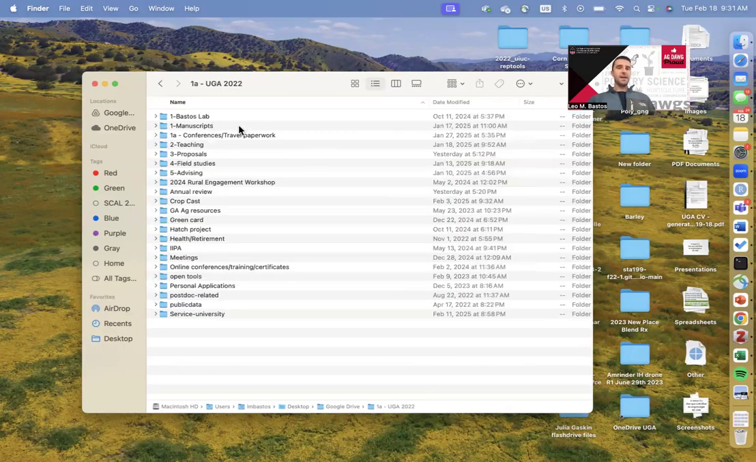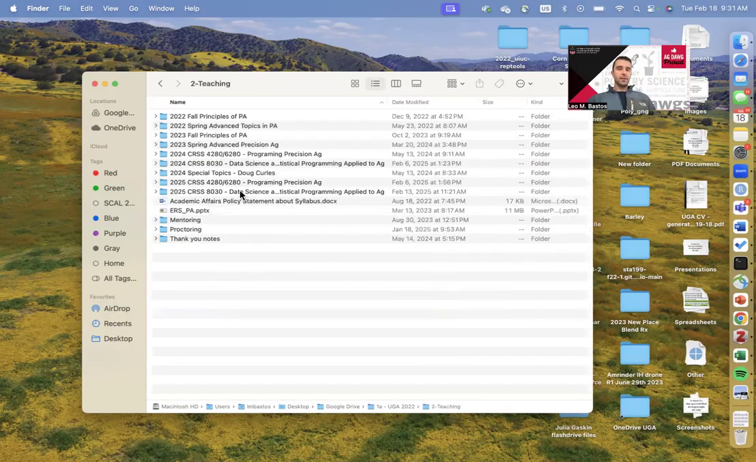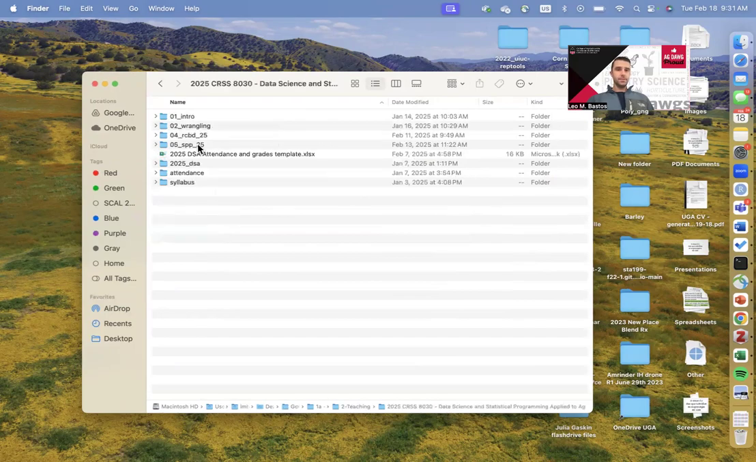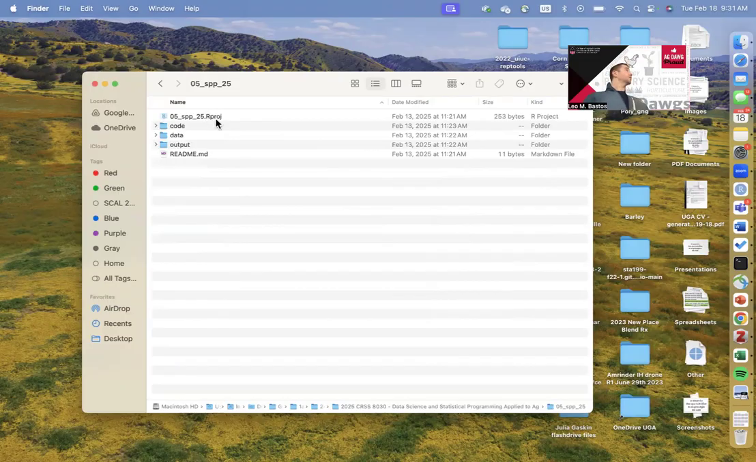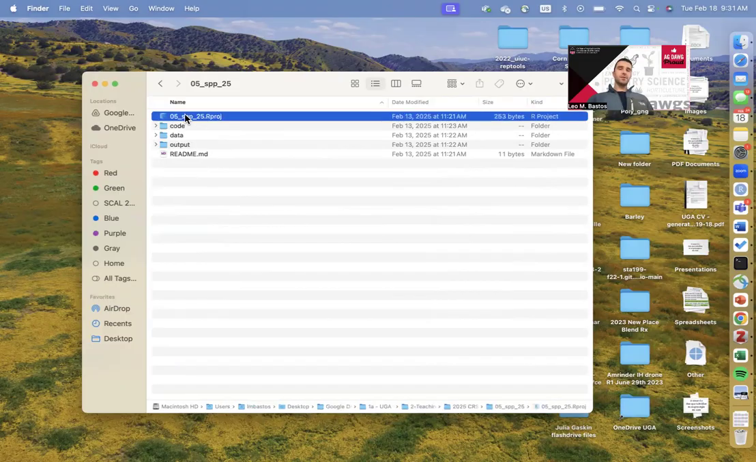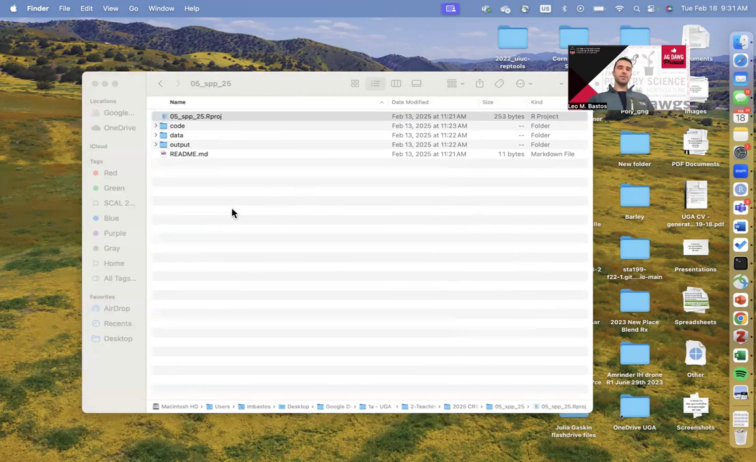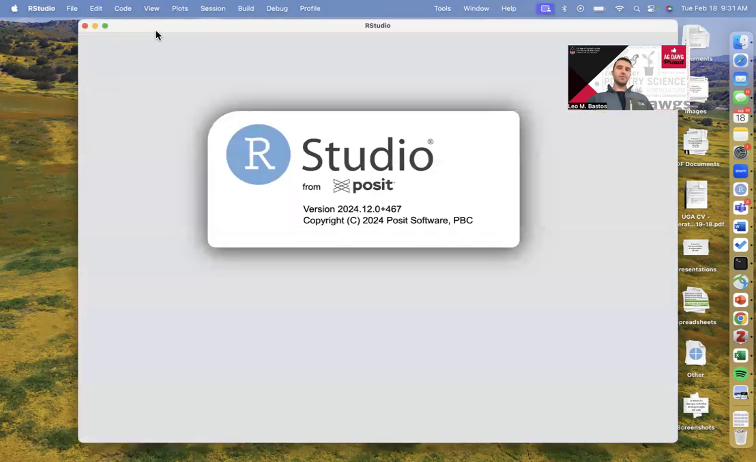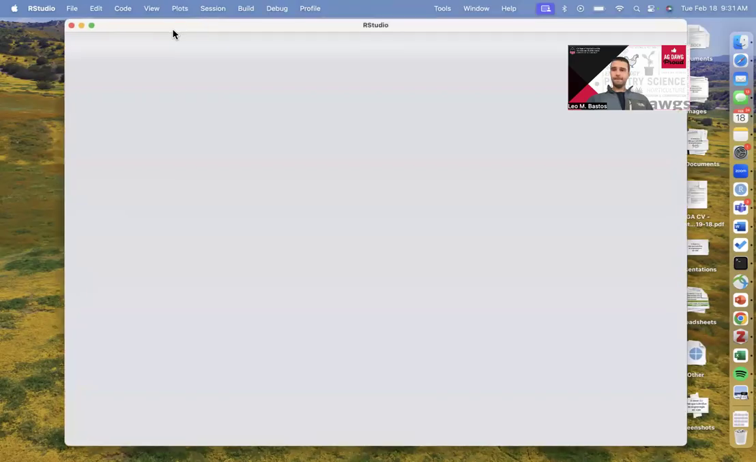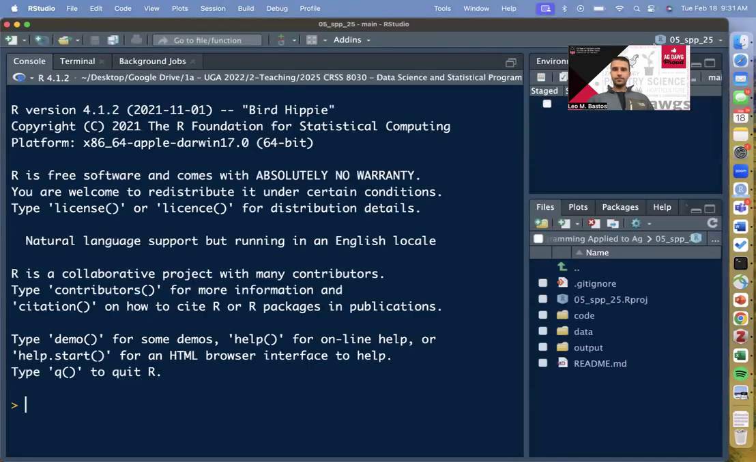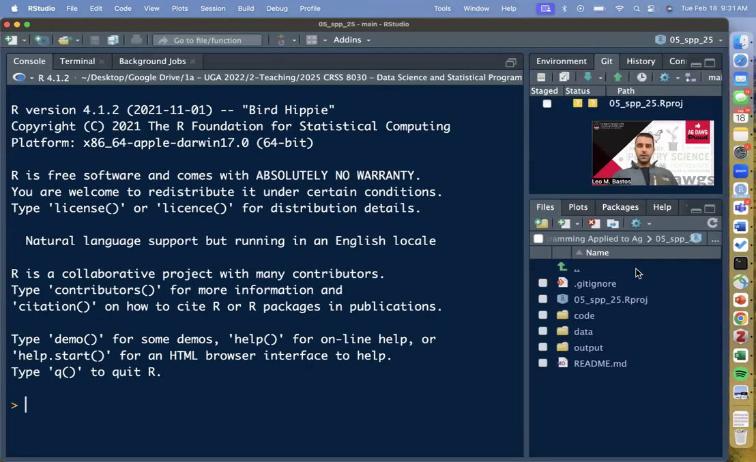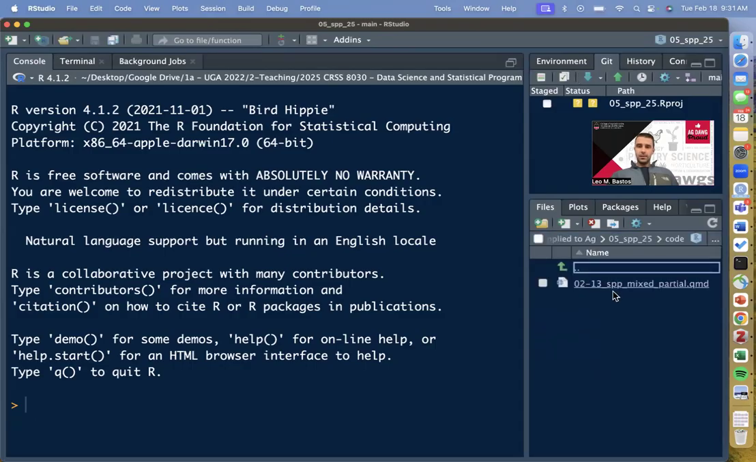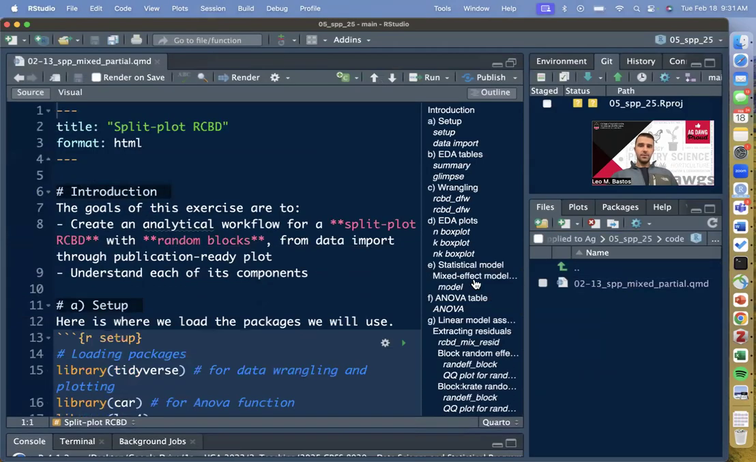So if you can navigate to the class folder, we're gonna start off with that project, which should be the 05 SBP. Please go ahead and launch that rproj on your side. Remember always to launch it through the rproj, not directly clicking on scripts. Let me launch the code here, and then we'll get going.